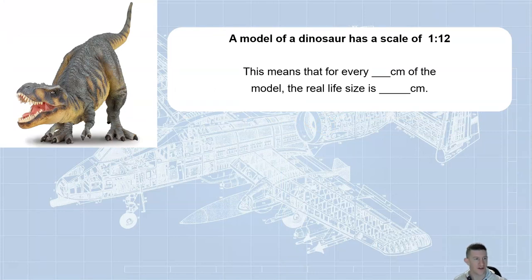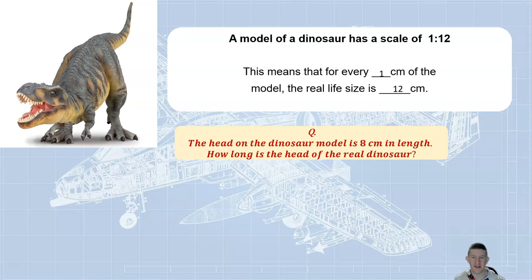Quick question for you. I've got a model of a dinosaur here on the left. Its scale is 1-to-12. That means that for every how many centimeters of the model, the real size would be how many centimeters? Hopefully you've said 1 centimeter equals 12 centimeters. Good. If not, make sure you understand where that's coming from, that the ratio is always drawn to real, and that's where the answer comes from.